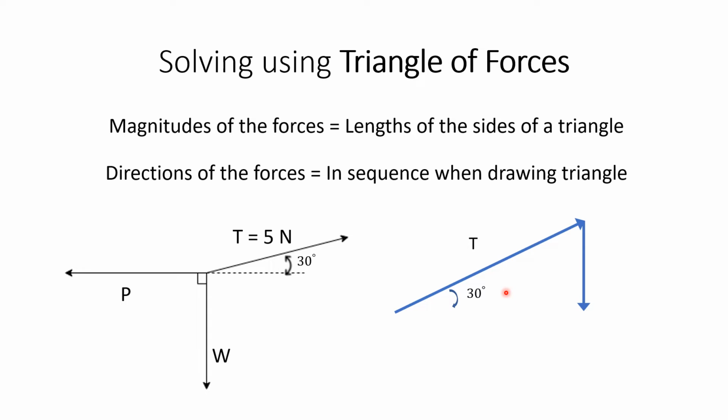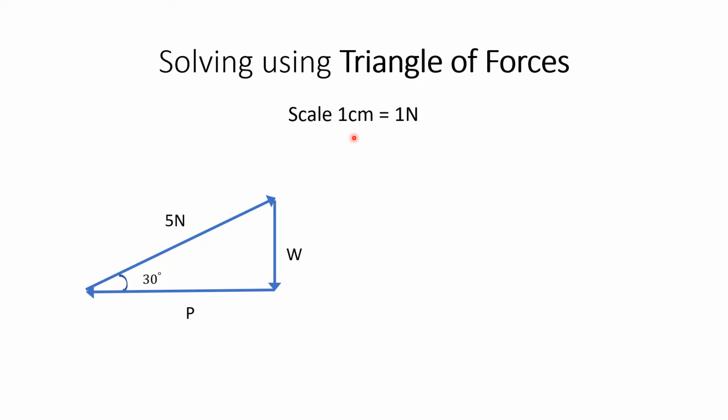Next, we draw a vertical line downwards for W, and then a horizontal line to the left for P to form a triangle. We can measure the length of the sides of the triangle and calculate the magnitude of the forces from the scale we have chosen. Since T is equal to 5 Newtons, the scale will be 1 centimeter equals 1 Newton. You can measure using a ruler, and you will get W equal to 2.4 centimeters. Since the scale is 1 centimeter equals 1 Newton, it will be 2.4 Newtons. And then P will be equal to 4.3 Newtons if you measure it with a ruler.